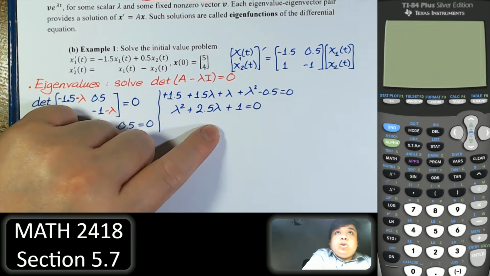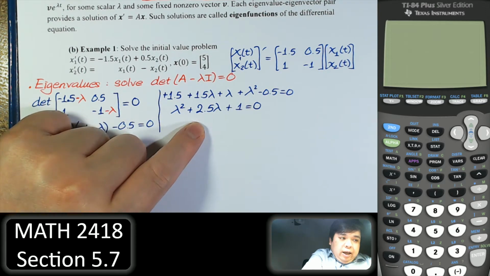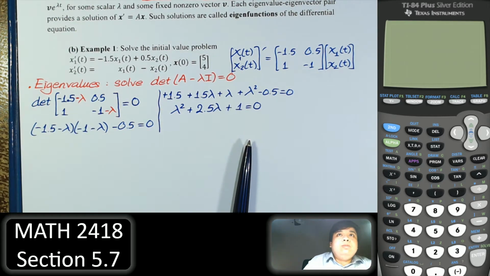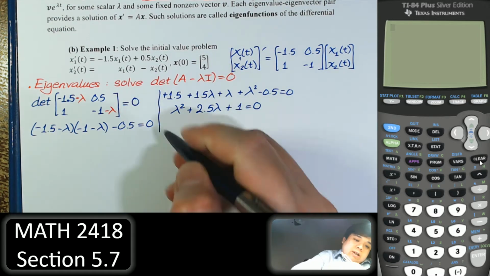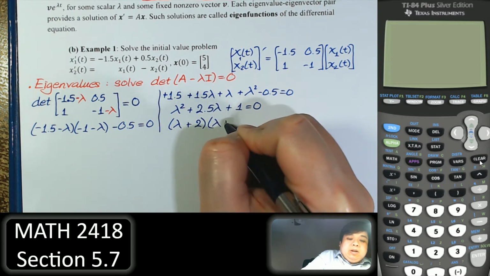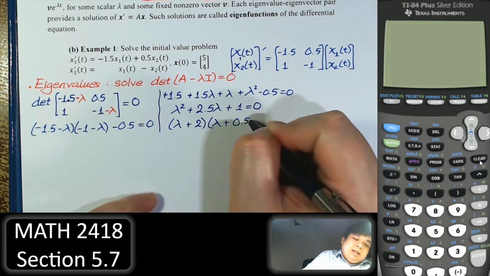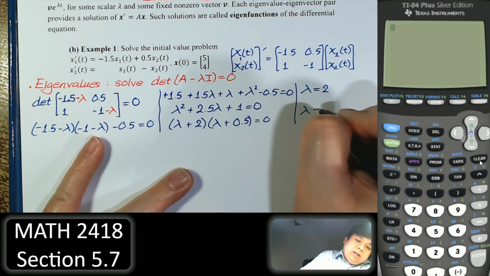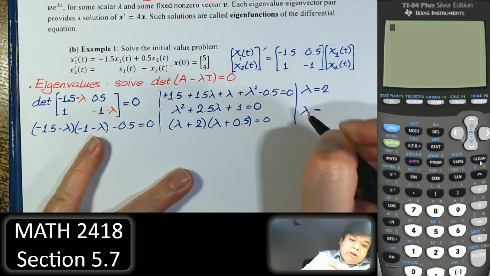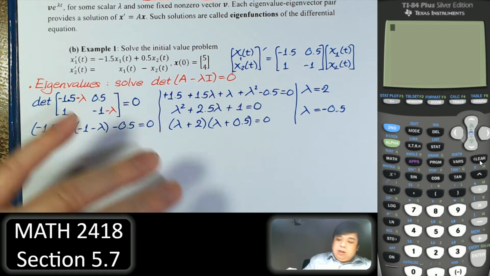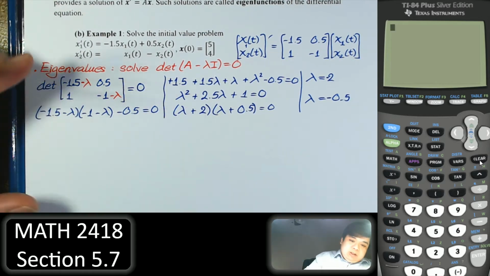So the solution would be, this looks like lambda plus 2 and lambda plus 0.5. So we have lambda equal to -2 and lambda equal to -0.5. Next we have the eigenvectors.